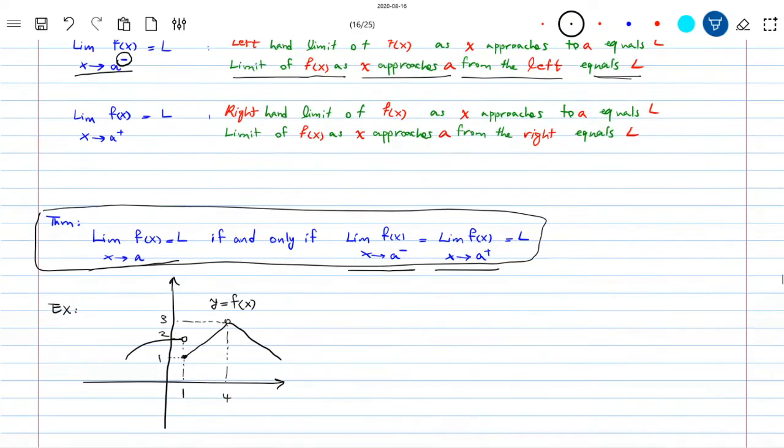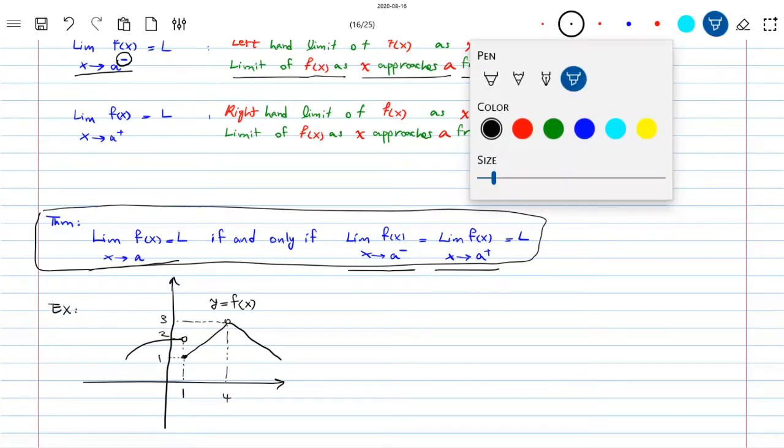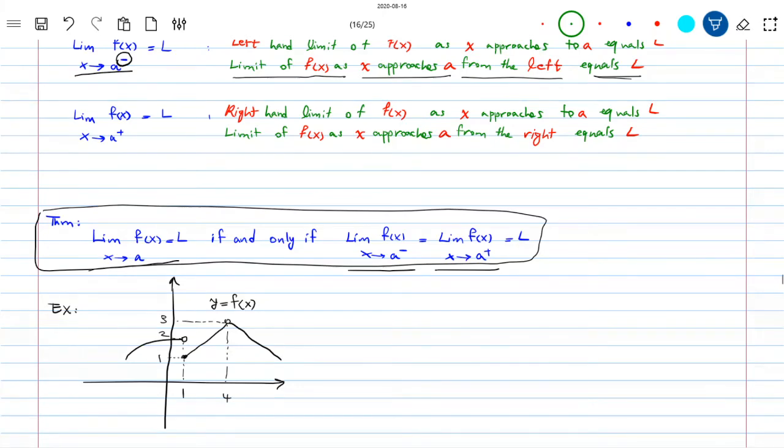If you look at this curve, this color to green, let's try to figure out the limit of f of x as x approaches 2 from the left, as well as from the right, as well as without any specific direction.